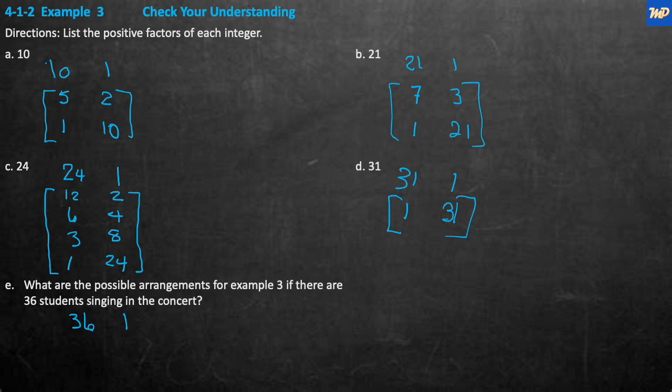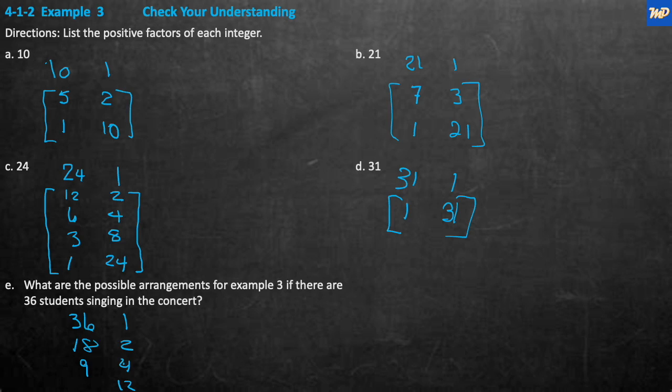So 36, we can divide by 2, which is going to give us an 18, and we're going to get a 2. We can divide this by 2, yes, so we're going to get a 9, and we're going to get a 4, because 9 times 4 is 36. Now, what else can we divide into 9? Can we divide another 3? We can divide a 3 into 9, and we get a 3, and we're going to get a 12. 3 times 4 is 12.